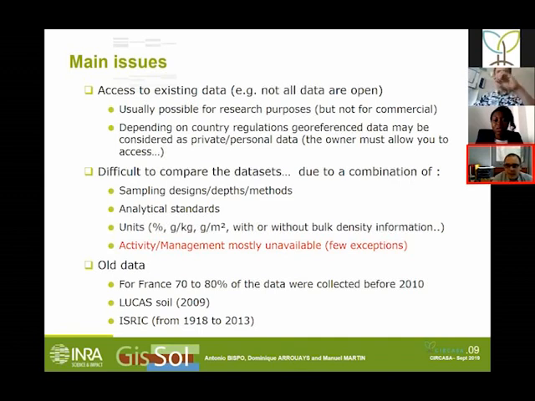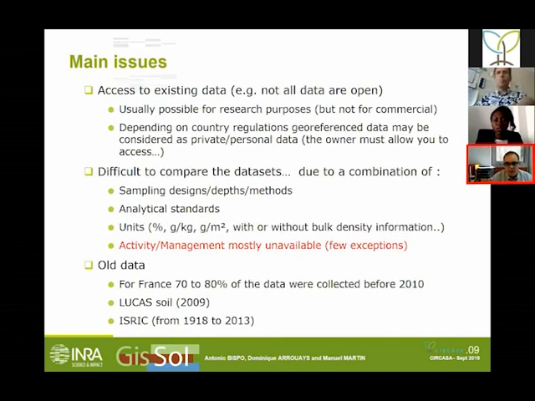Then it can be difficult to compare the data sets because you have sampling designs, sampling depths, or sampling methods that are quite different depending on the database, depending on the program. You have different analytical standards. I'll just show you the difference in one program.